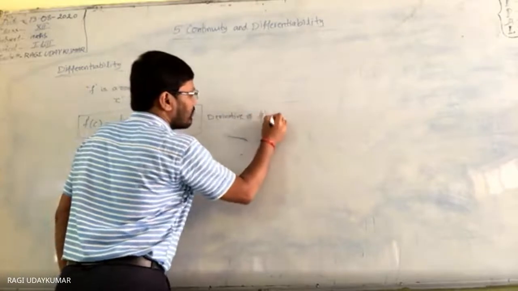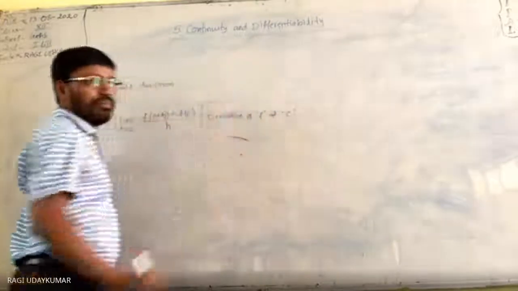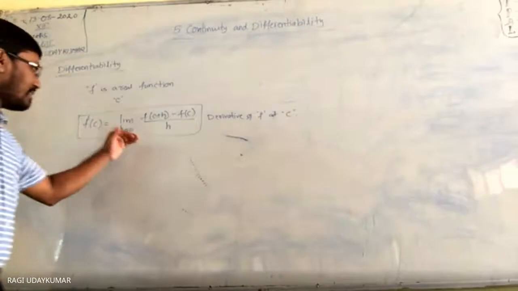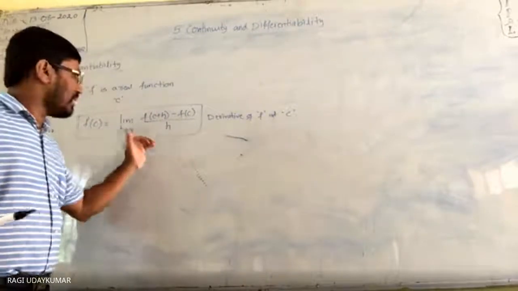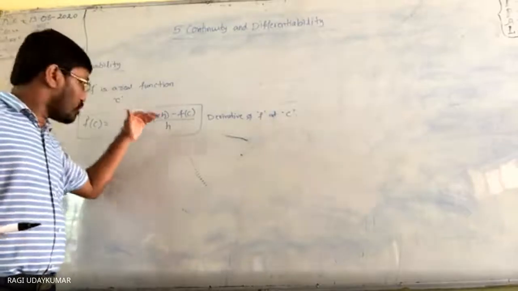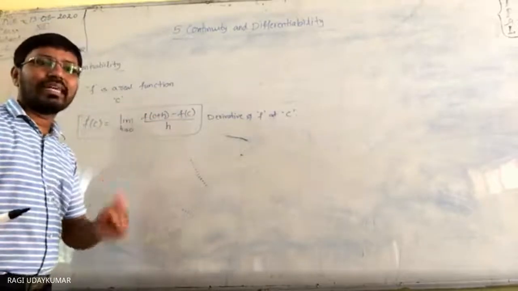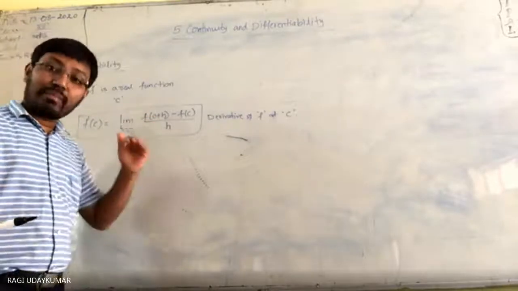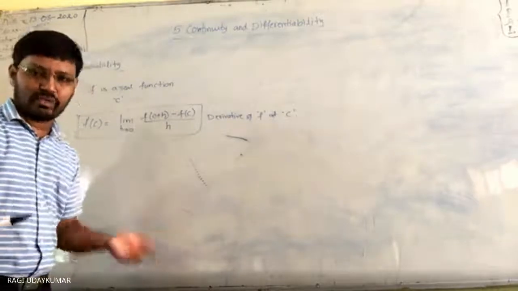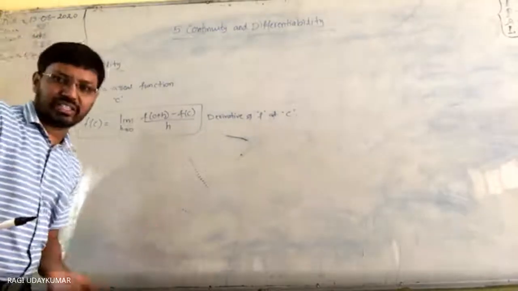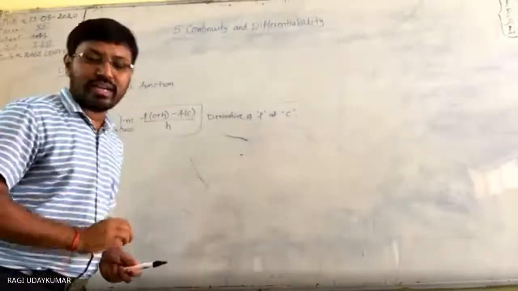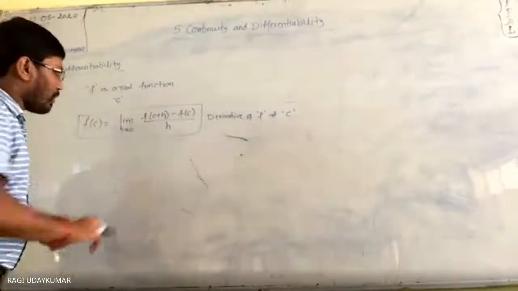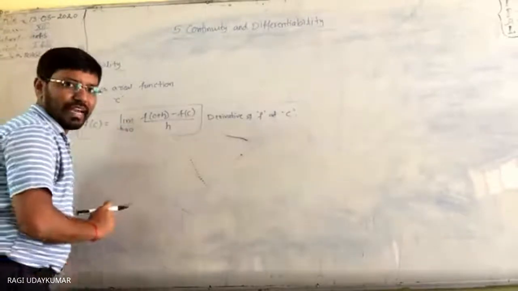If the limit exists only, then the derivative exists. And the process of finding the derivative is called differentiation. So this is what we take into consideration, suppose at a particular point.